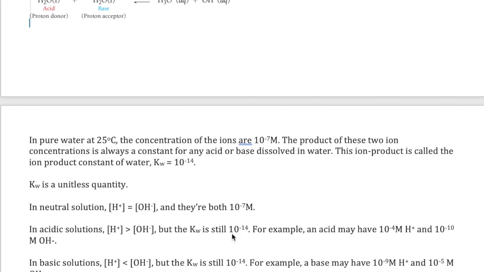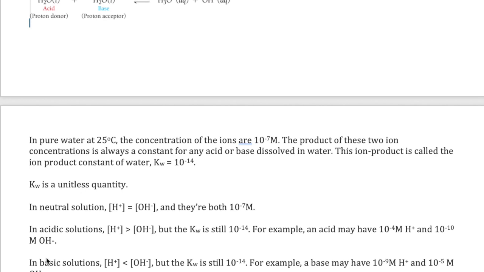So this actually allows us to calculate the specific concentration of either H plus or OH minus, depending on whether we know one or the other. So for example, if our H plus is 10 to the minus 4, that means the hydroxide must be 10 to the minus 10, because the product of the two has to equal 10 to the minus 14. So again, in this case, if H plus is higher than OH minus, you're going to have an acidic solution.